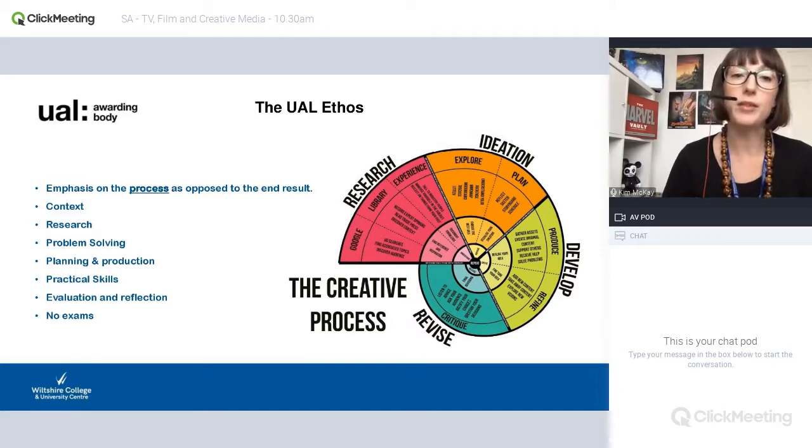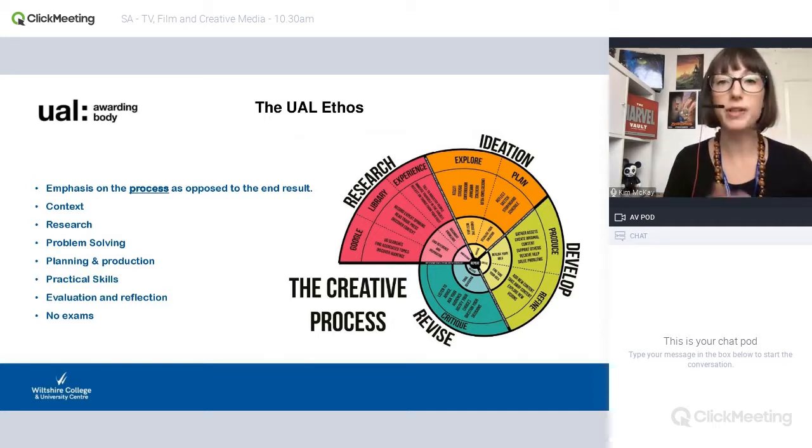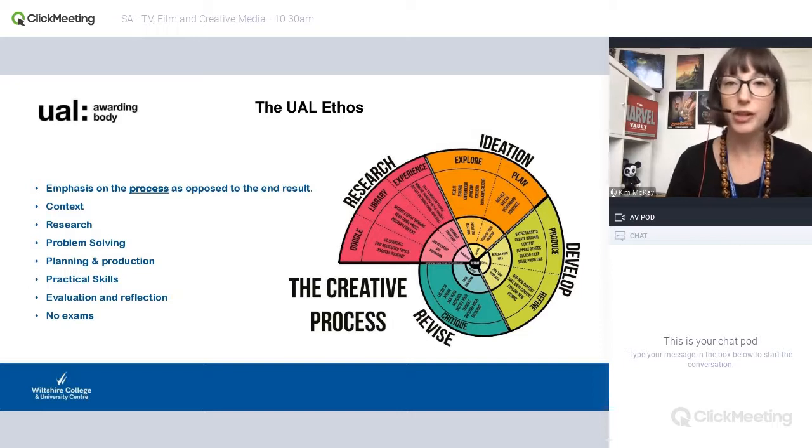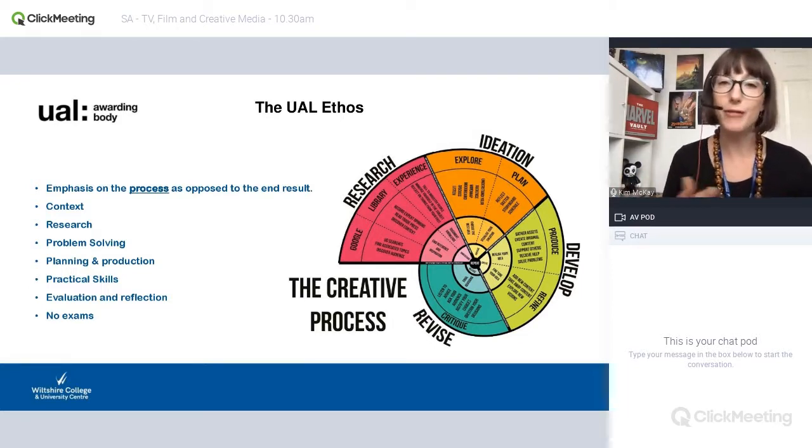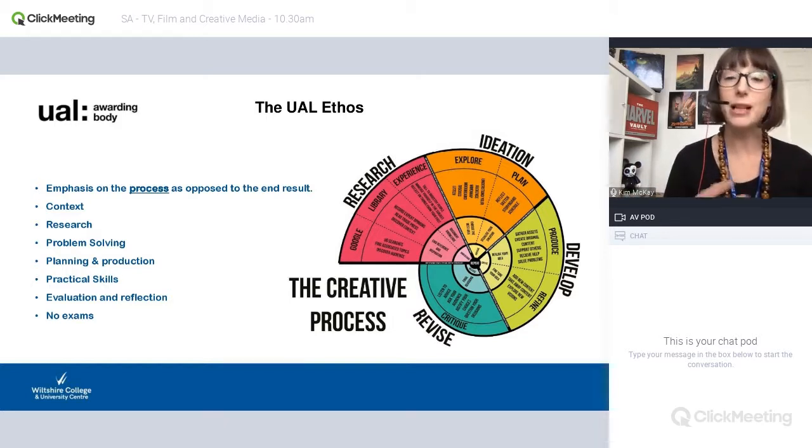They have a massive emphasis on process as opposed to the end result. So it's not always about the final outcome, but the process and how you get there, the skills that you're developing, what you're learning, the experimentation you go through. And even if your end product isn't quite as good as you'd hoped, as long as you can evidence the process you've been through and your development in the skills that you've learned along the way, that is how you're going to achieve the really good grades.